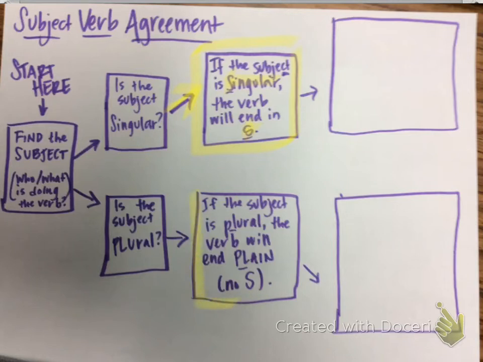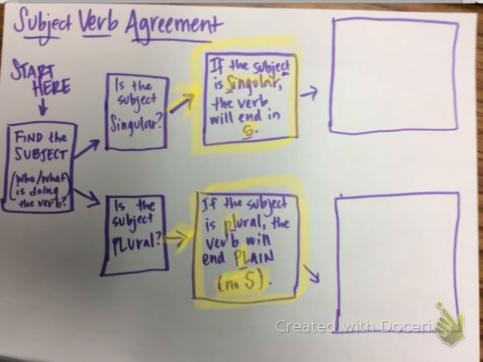And then down here, if our subject is plural, the verb will have a plain ending. Plural starts with PL. Plain starts with PL. And by plain, I really just mean that it's no S. So in the case of the subject, when the subject is plural, most nouns, when they become plurals, we add an S at the end. Most of them, not all of them. So then the verb will not have an S.